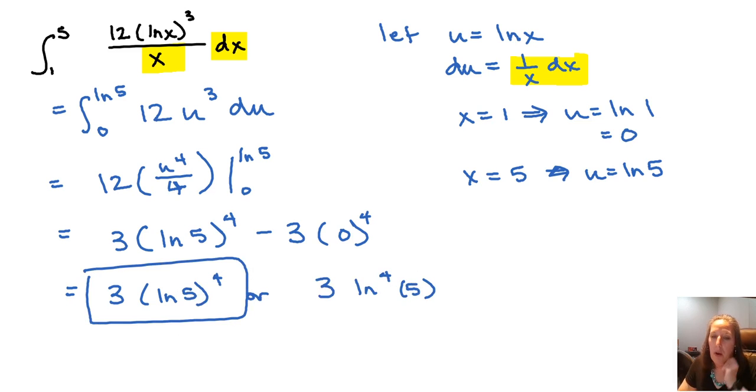Or sometimes you'll see that written as the natural log to the 4th of 5. But I would probably prefer that first one. It's a little more precise. Now you can check this answer on your calculator, however you only get a decimal approximation. So if you are required to get an exact value, you are going to have to show all of this work, but you can check your answer, and I encourage my students to do so.